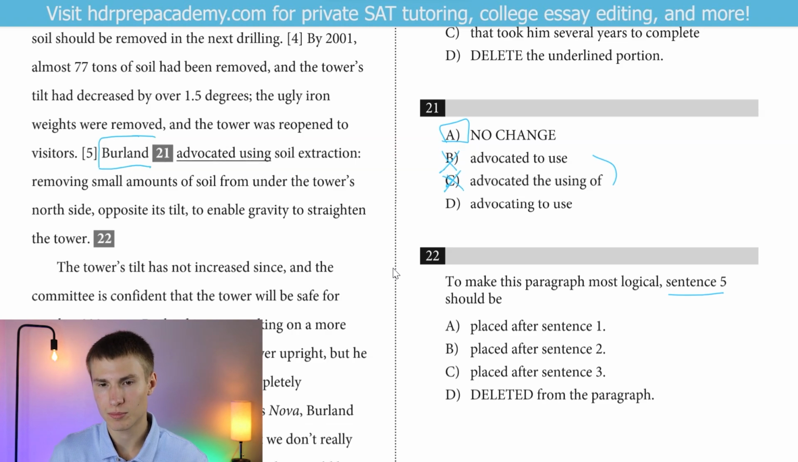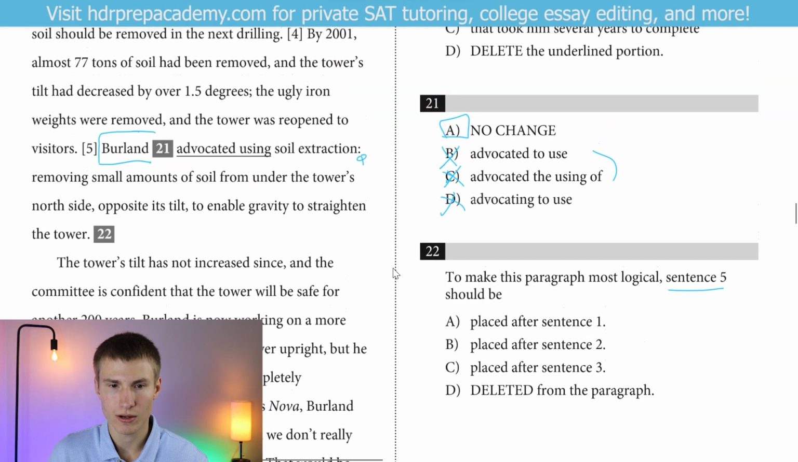If you want to get more practice with that, just keep going through practice tests and you'll get more comfortable with it. If we take a look at question D, advocating to use soil extraction, that would end up leaving us without a main verb in that independent clause there, which means we couldn't have this colon here, so that's why D would be incorrect there.